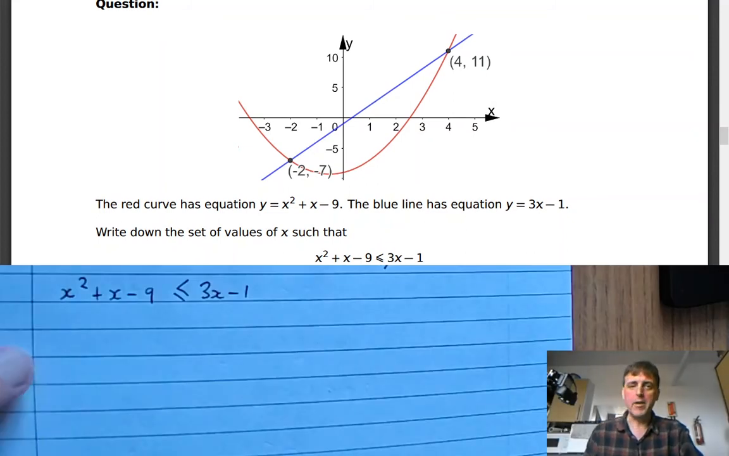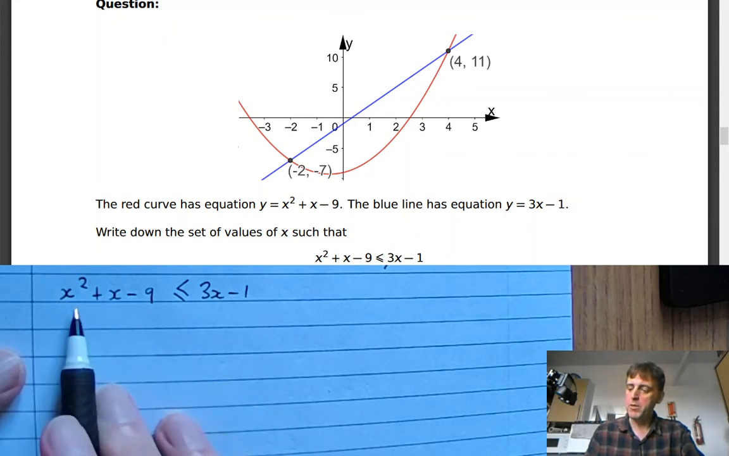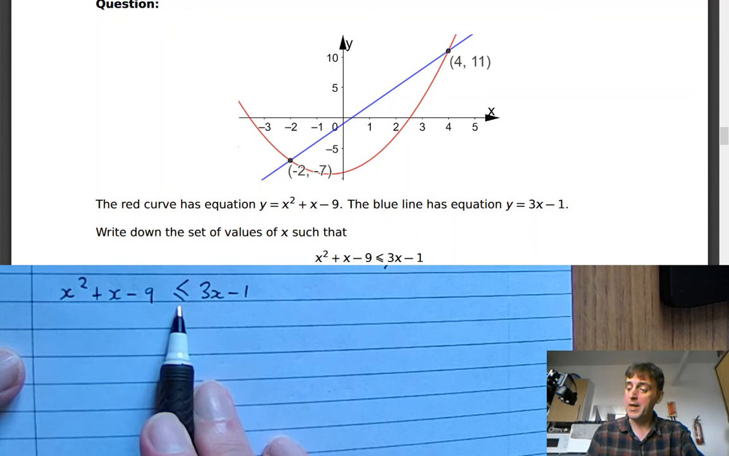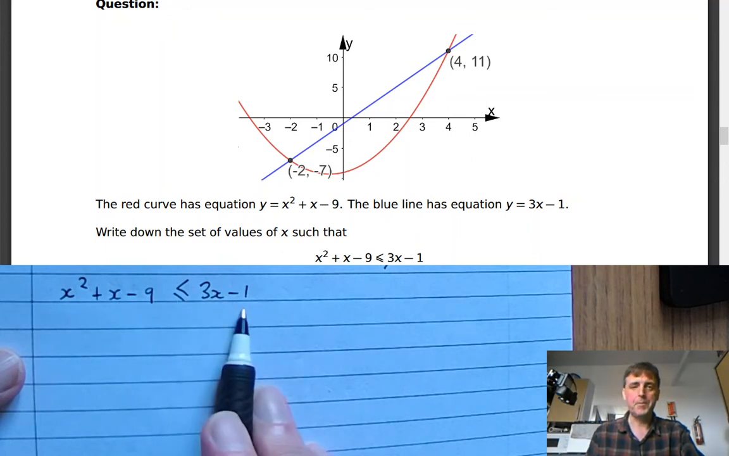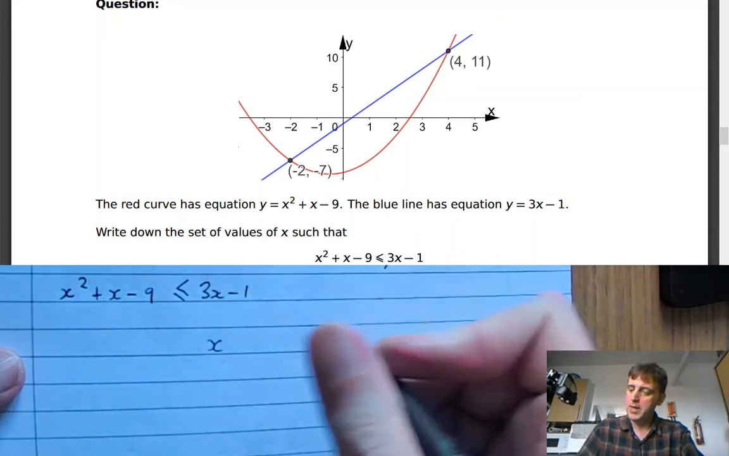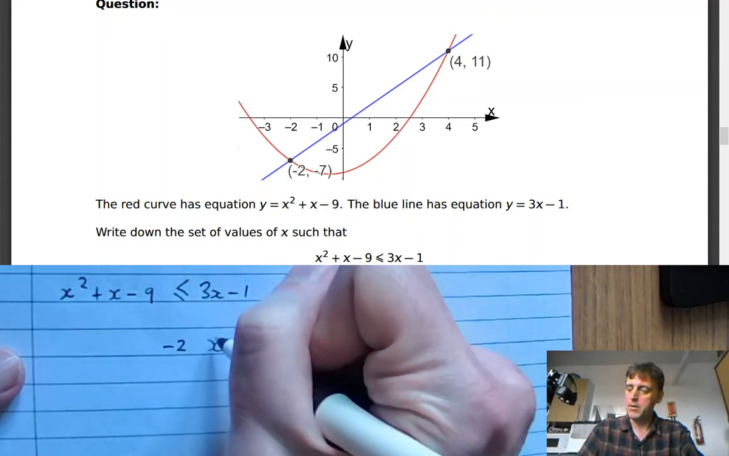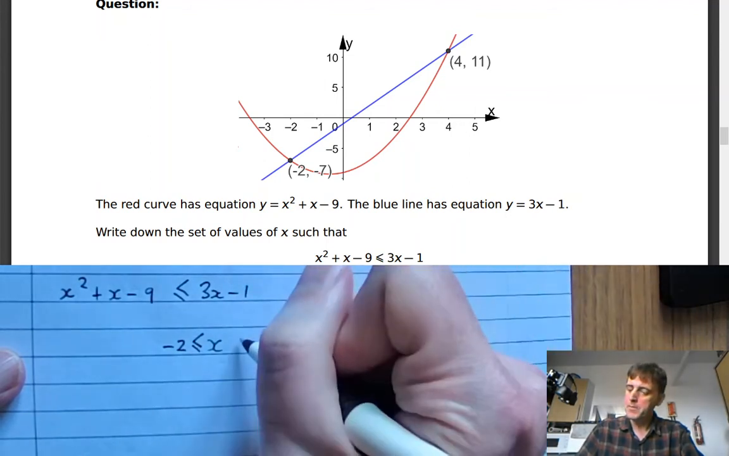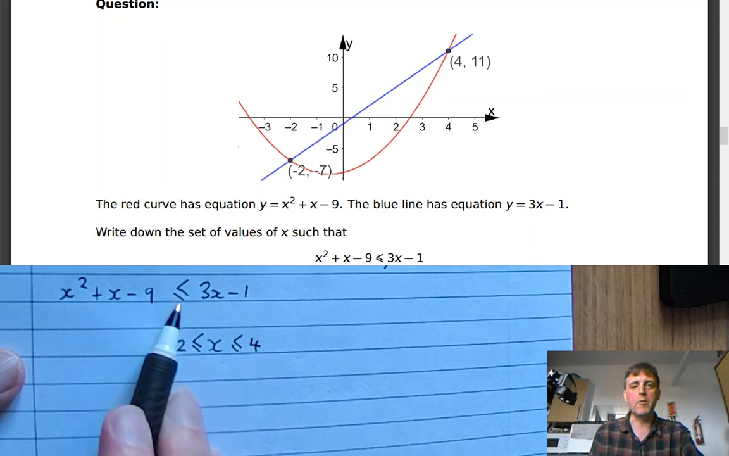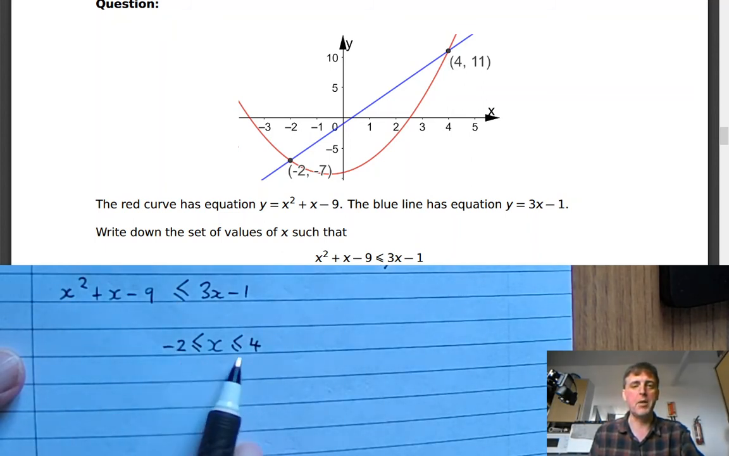Okay, hopefully we're getting the idea by now. So this one, we want the curve to be below or in fact equal to the line. Okay, so where is the curve below or equal to the line? Well, the x values there are going to be between -2 and 4. And we are including the endpoints here, the -2 and 4, because we are including in our inequality the fact that they could be equal to each other here. So I need to remember to do that in my inequality.